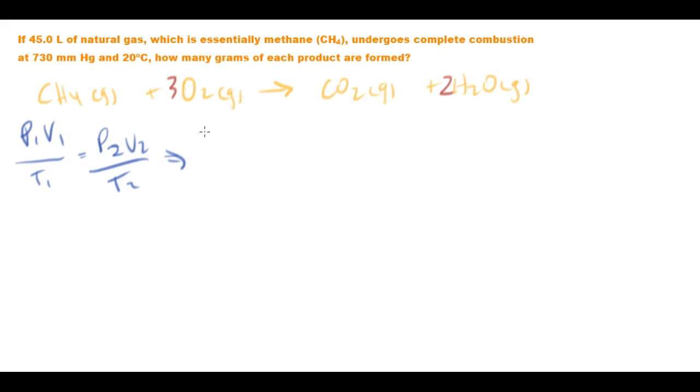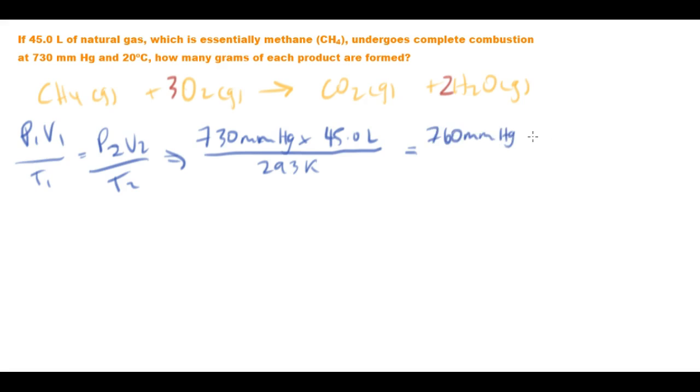If we plug in all our values, the first pressure is 730 millimeters of Hg times our volume, which is 45.0 liters, and that is at 20 degrees Celsius, so 293 Kelvin. Now at STP it's going to be 760 millimeters of mercury times, we don't know what volume, divided by 273 Kelvin, which is 0 degrees Celsius.